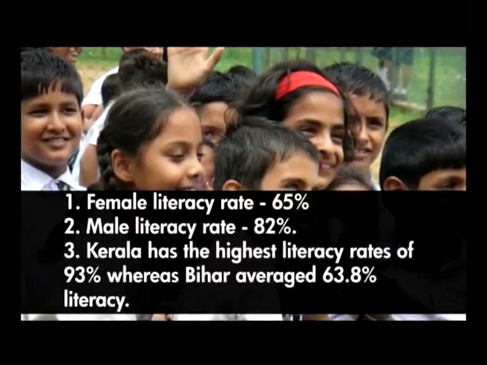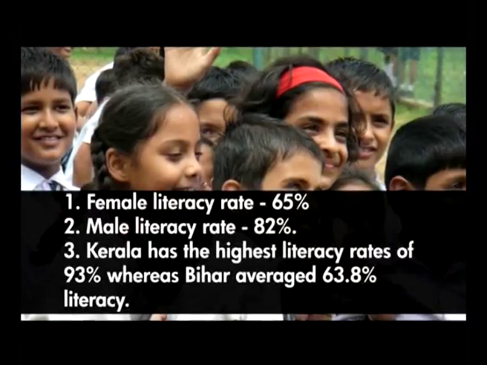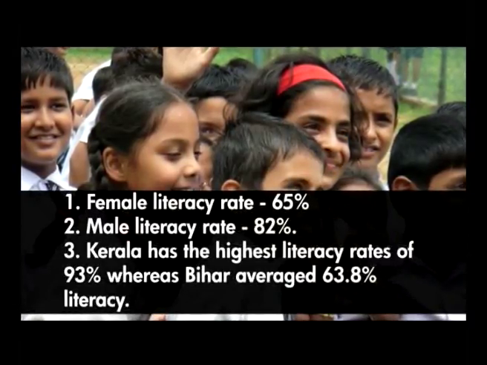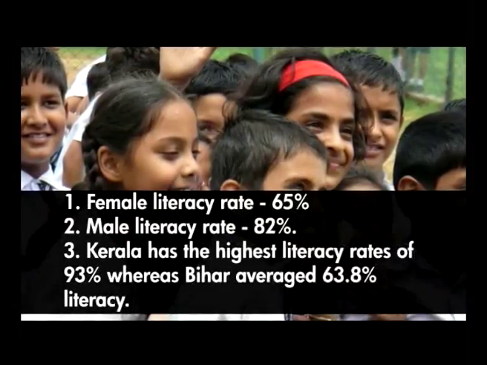Within the Indian states, Kerala has shown the highest literacy rate of 93%, whereas Bihar averaged 63.8% literacy. The 2001 statistics have indicated that the total number of absolute non-literates in the country was 304 million.